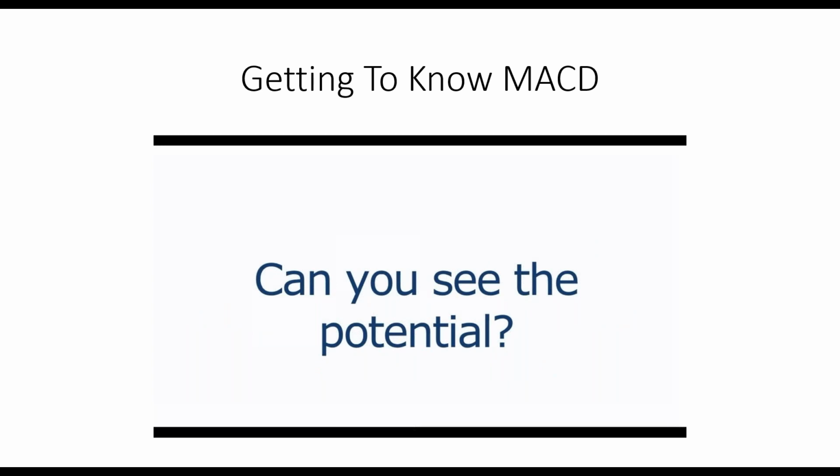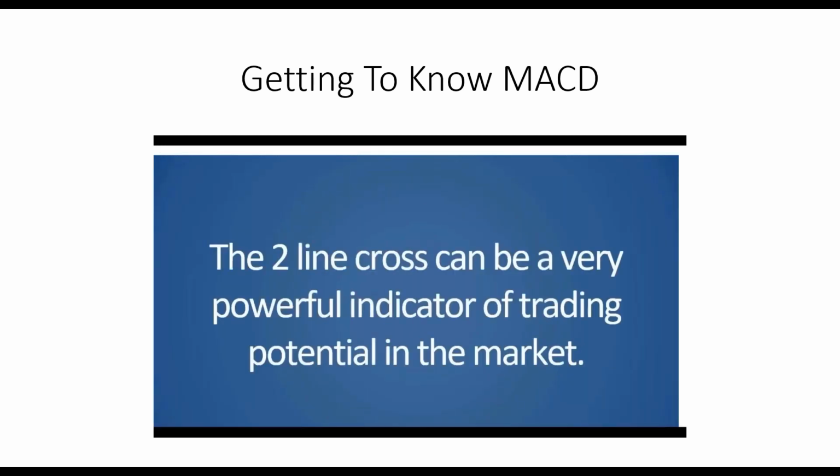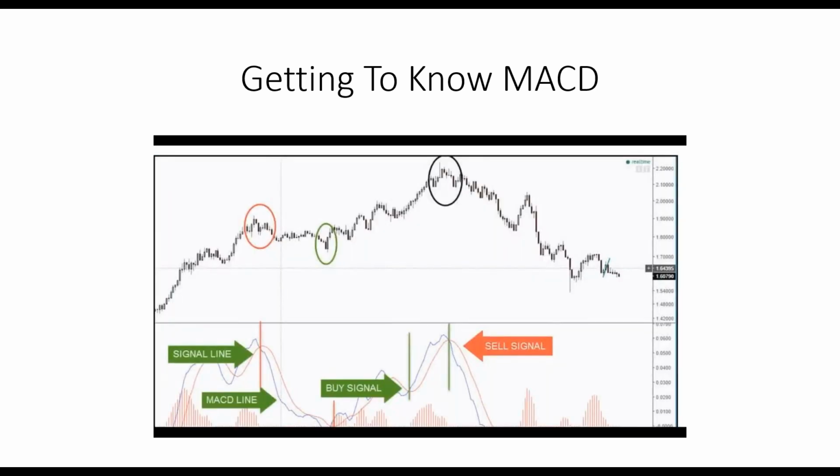And knowing that we measure trend and momentum, you may already see how we can use the MACD to actually trade with when we use both the MACD line and the signal line to alert us to possible changes in the market. The two-line cross can be a powerful indicator of trading potential in the market. Here, we've set up the indicator on our chart. We use the settings as here, and we're going to read the MACD.